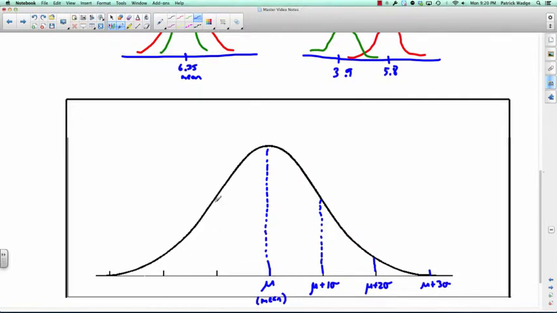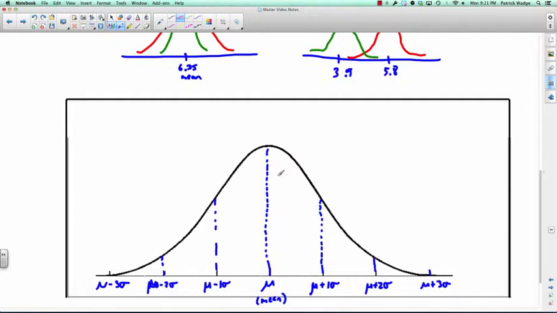Guess what would be down here? It would be the mean minus 1 standard deviation. Here's the mean minus 2 standard deviations, and here's the mean minus 3 standard deviations. That's not a good mu there.